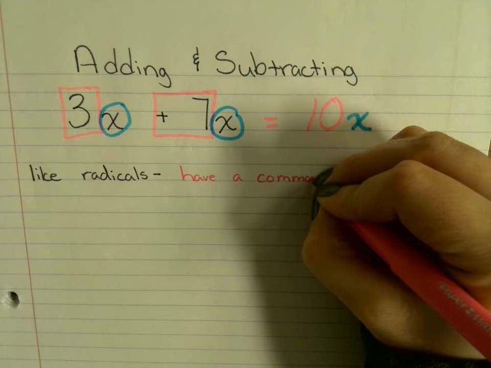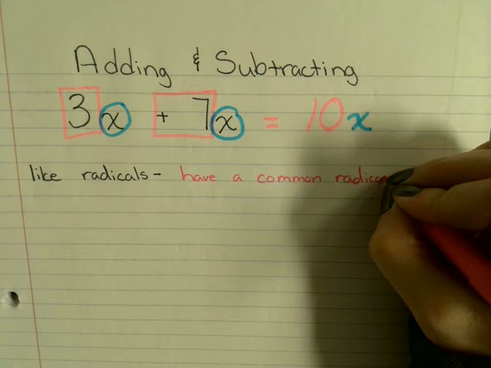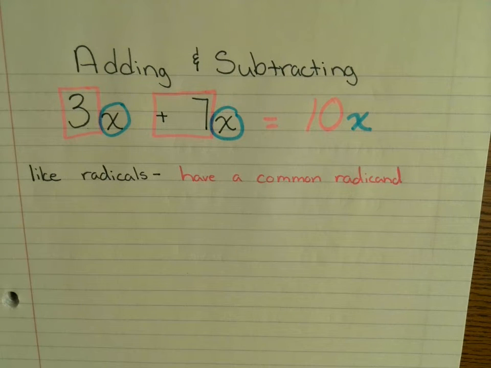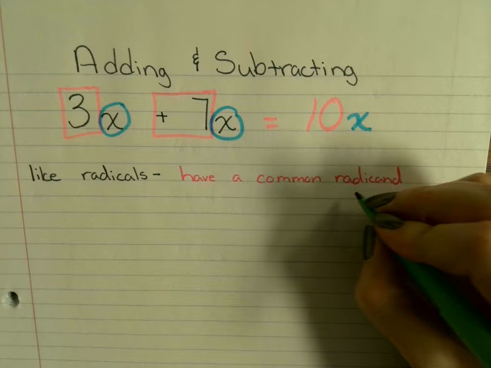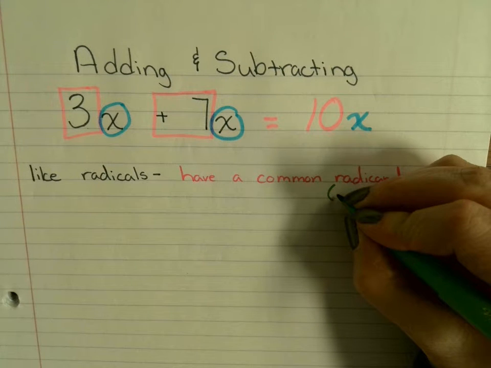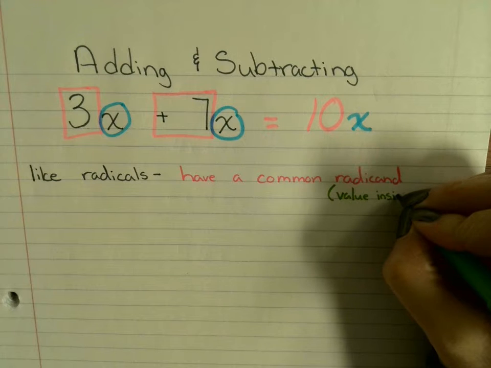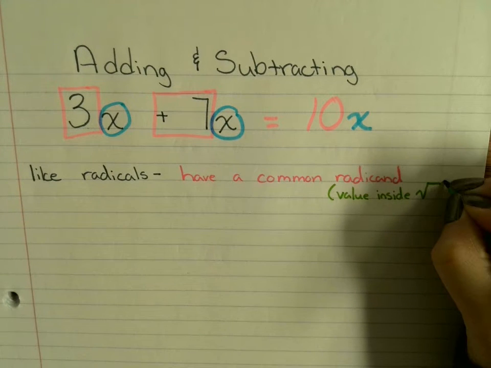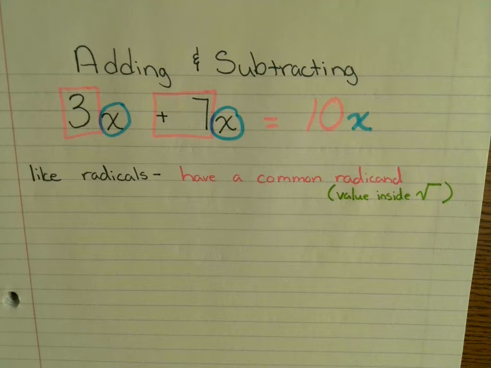Now remember, we talked about the radicand. The radicand is the value that is inside of the square root. It's inside of that root. So whatever's inside of your root has to be identical in order for you to add the coefficients, what is outside of the root.